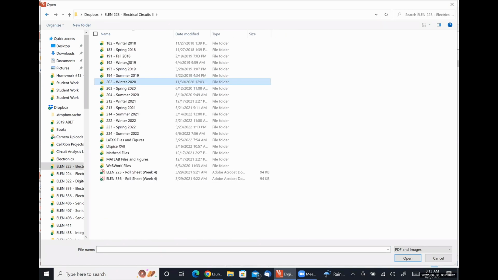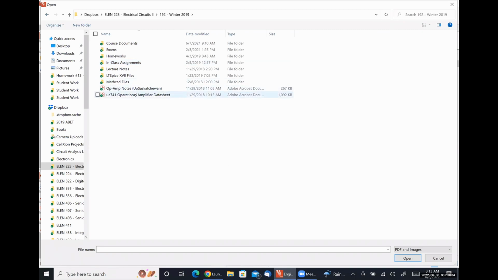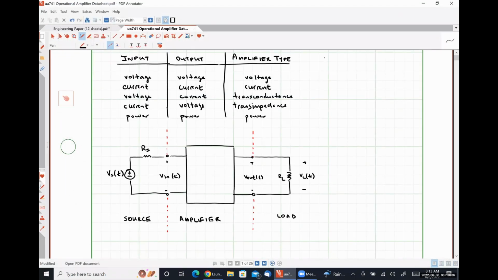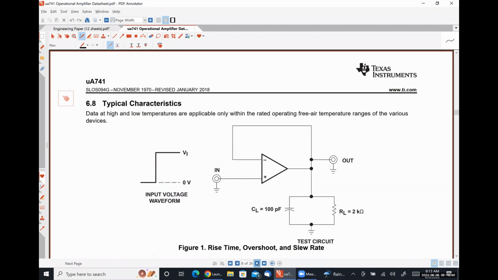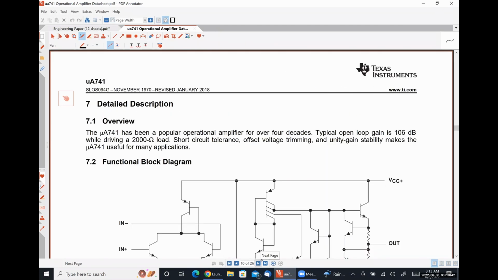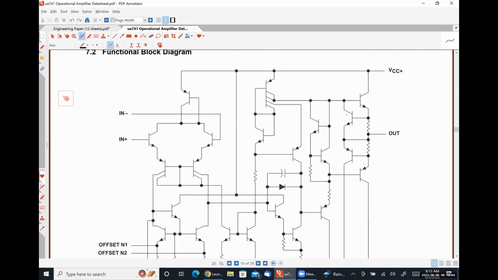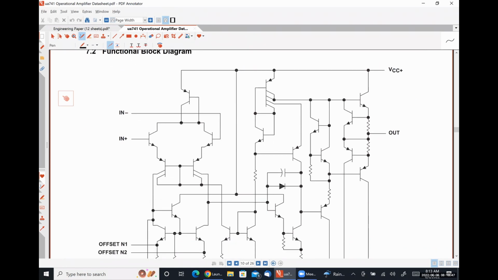I need to find it real quick. There we go. And I believe it's on page 9. Oh, page 10. All right, and I'm going to zoom out just a smidge.